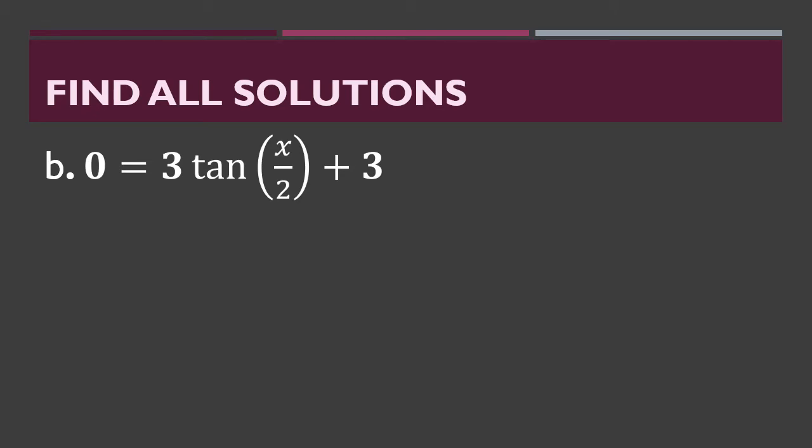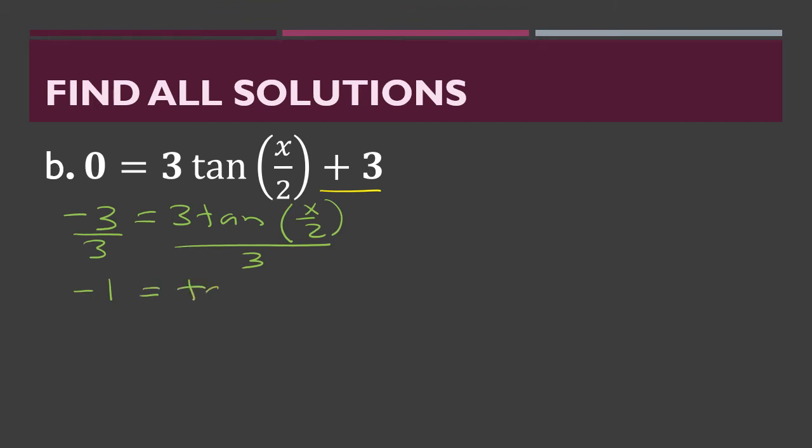When I look at what's going on here, the first thing I'm going to do is take this 3 and move it to the other side. So I get negative 3 equals 3 tangent of x over 2. I am looking to get the tangent by itself, so negative 1 equals the tangent of x over 2.